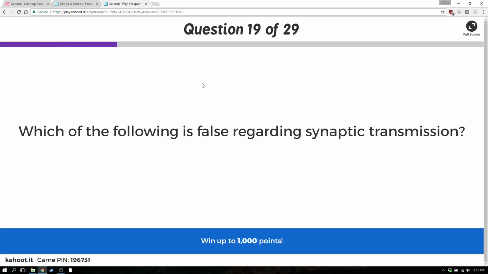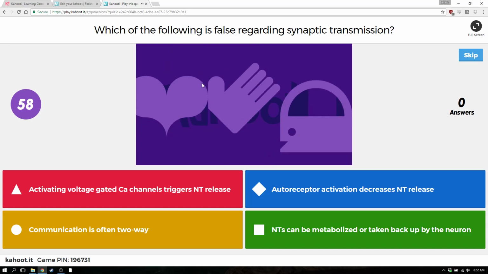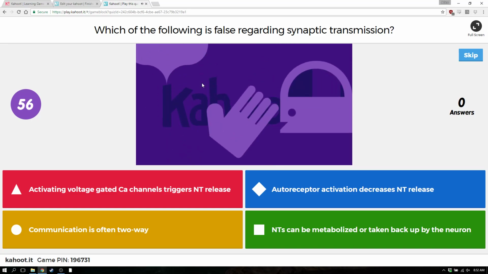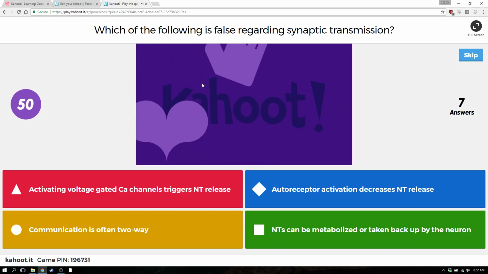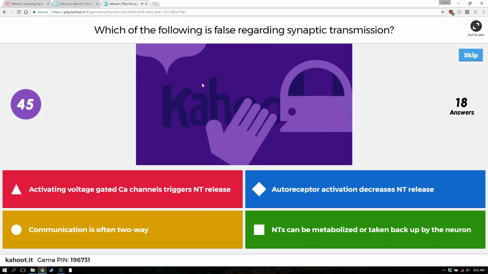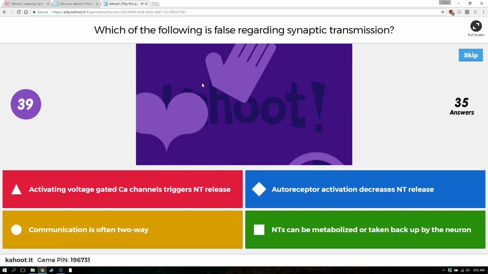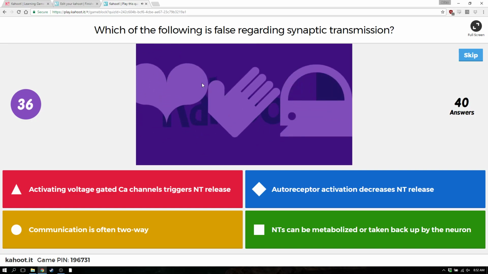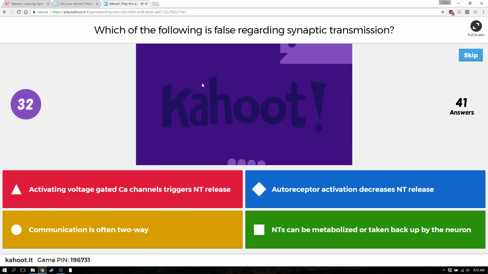Okay, which of the following is false regarding synaptic transmission? Which one is false? Gotta read the questions. I try not to put this on the test, but I like to keep you guys on your toes during the review.